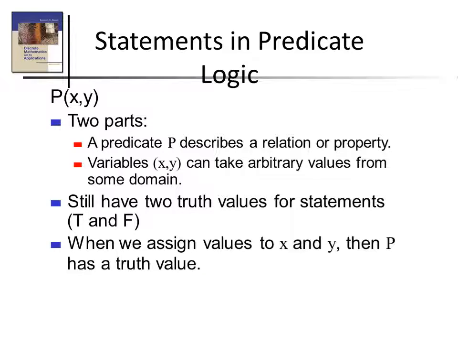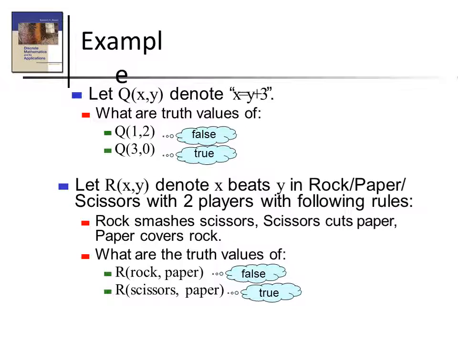When we assign values to x and y, then P has a truth value. Here, when we assign the values 1 and 2 to the statement, the truth value is false, and when we substitute 3 and 0 for the statement, the truth value is true. Okay, clear? Let me give you another example. You just write it down and check how it will become false and how it will become true.